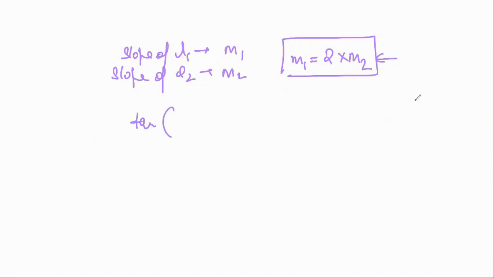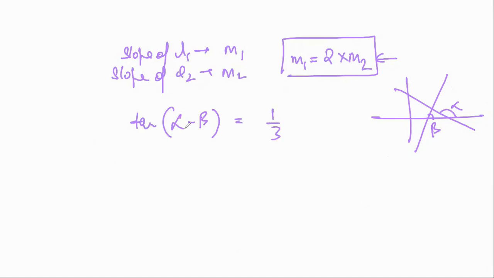So what is the angle the first line is making? Let's say this is the first line making an angle with the positive x-axis. Let's say that is alpha. And suppose this is the line which is crossing this line. The angle made by line 2 with the positive x-axis is beta. So what they are saying is that the tangent of the angle between them is equal to 1/3. This is also the second equation that I am getting from the question.